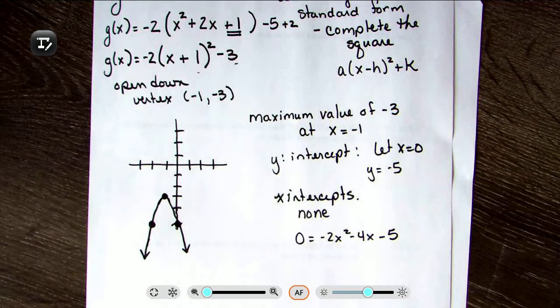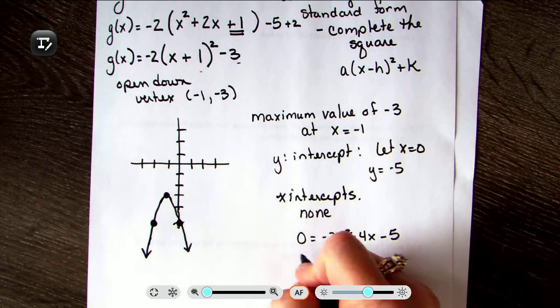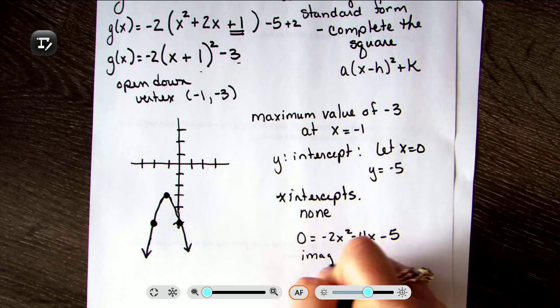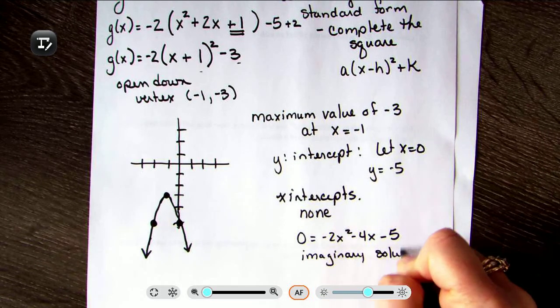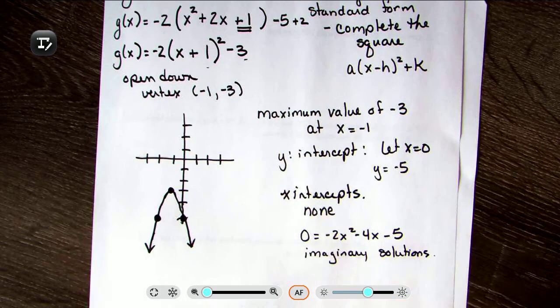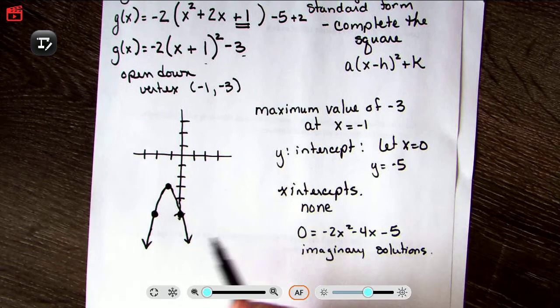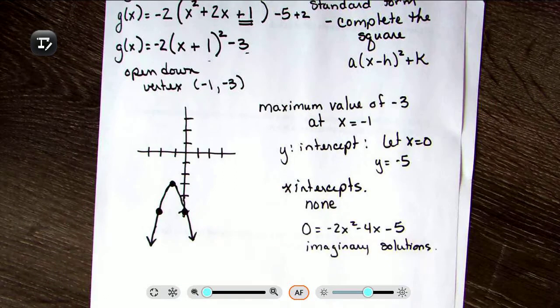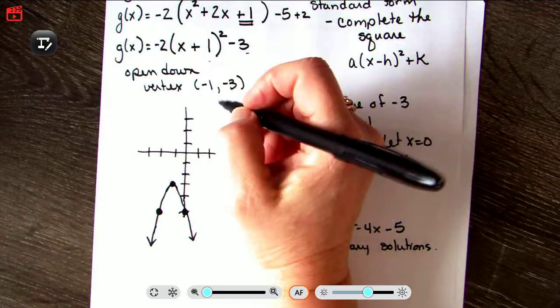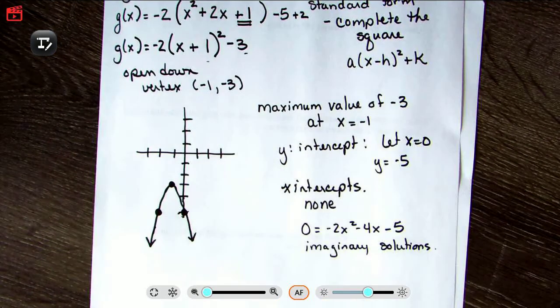Also, when I go to the quadratic formula, I will get imaginary roots. So I will have imaginary solutions here. And this is how you can kind of tell what's going to happen. When you have imaginary solutions of a quadratic, that is going to be a parabola that either opened down and was below the x-axis, or if we had one up here, that's when we'd see those imaginary solutions.